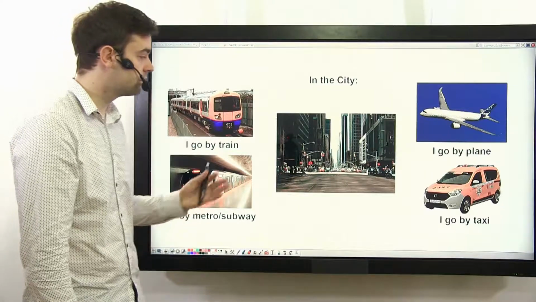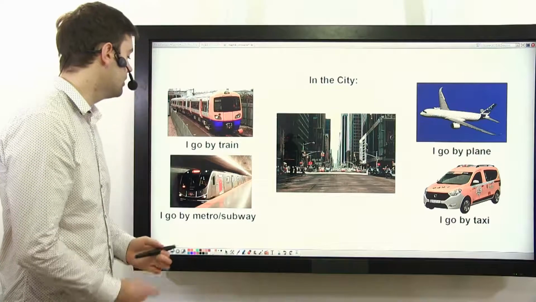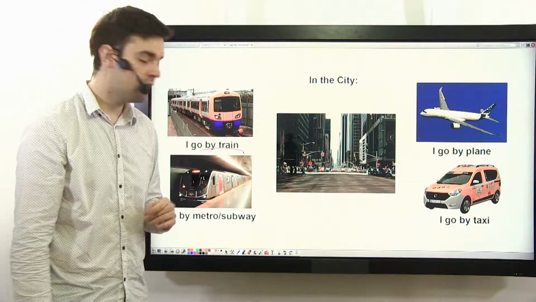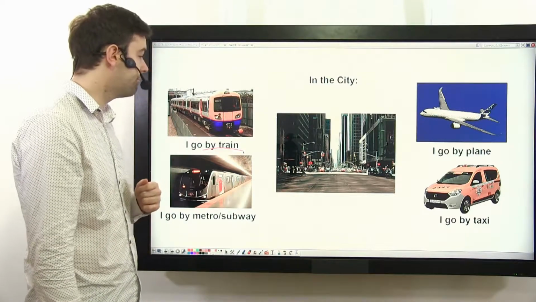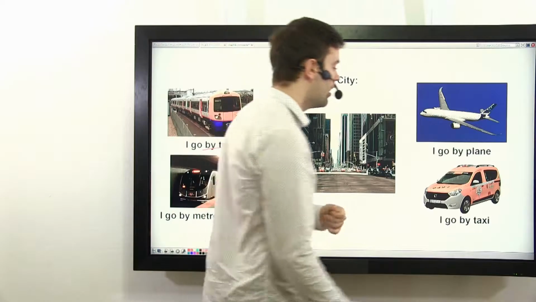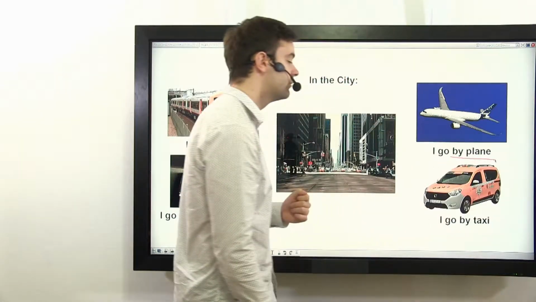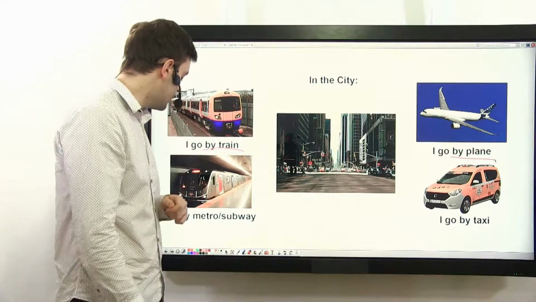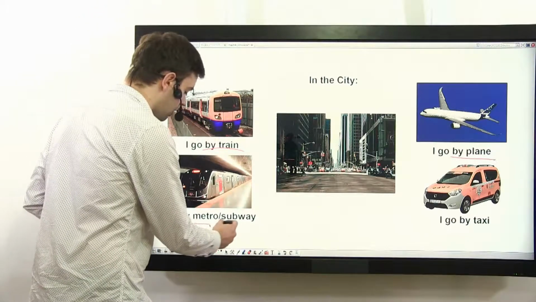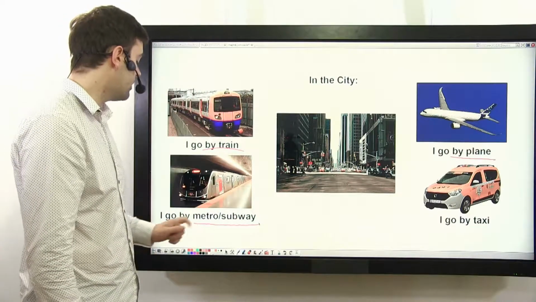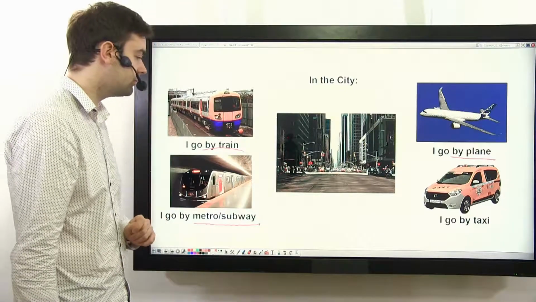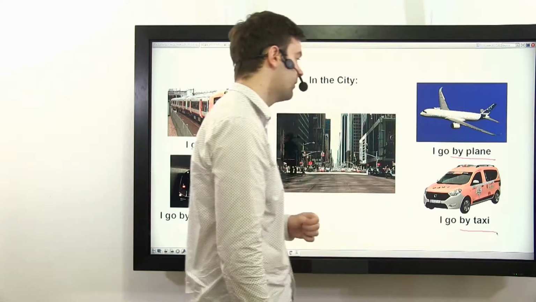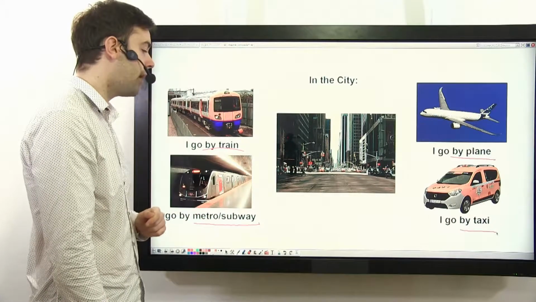In the city, I go by train. In the city, I go by plane. In the city, I go by metro or subway. In the city, I go by taxi.